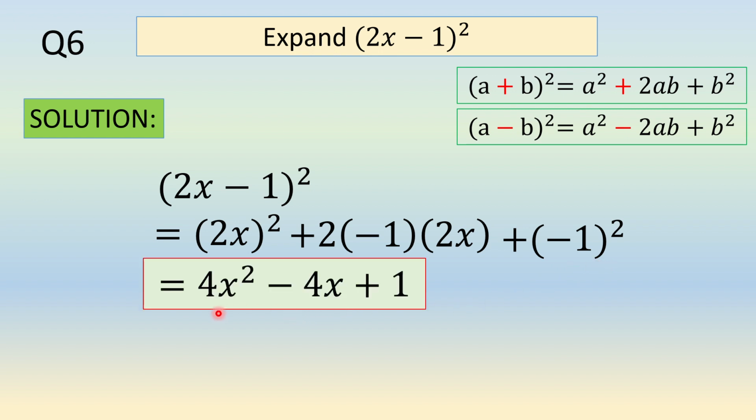Now we simplify. 2x in bracket square means you have to square the 2, you get 4, and square the x, you get x squared. Next, move on to the second term. For the second term you have to multiply positive 2 times negative 1 times 2. If you are not very confident, use calculator. So you will get negative 4. Again times x, you get negative 4x. Followed by the third term, you have to square the negative 1. Make sure to use bracket to square and you get positive 1. Remember the third term is always positive.